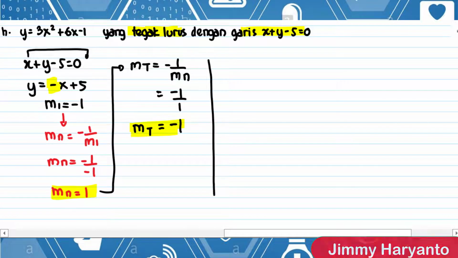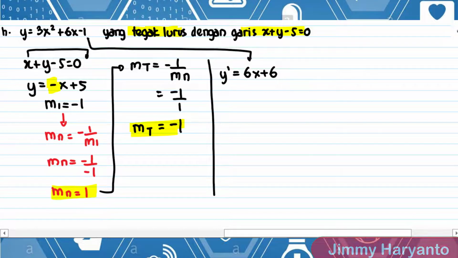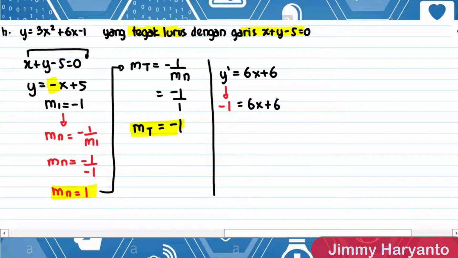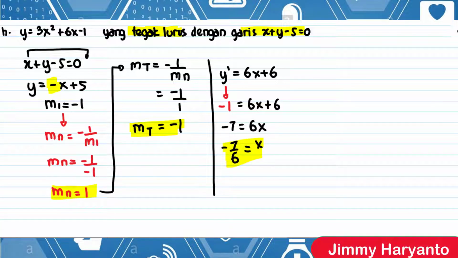Now it's time for us to find the abscissa. The gradient y' equals 6x plus 6, from this curve. Okay. So I can replace y' with the gradient of the tangent, which is negative 1, because they are the same. Negative 1 equals 6x plus 6, oh no, it's bad numbers. Negative 7 equals 6x, so x equals negative 7 over 6. So this is the abscissa.